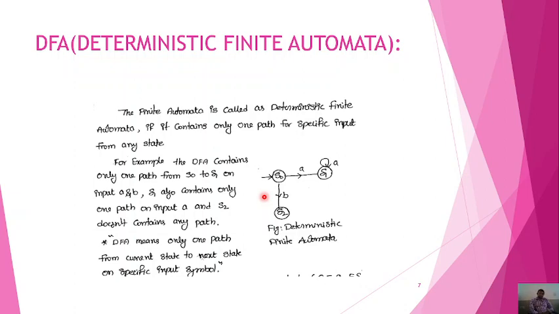Another model is FA without output. That means finally it will provide only whether the particular string or language is accepted or not, so either true or false. That is the only output for FA without output.